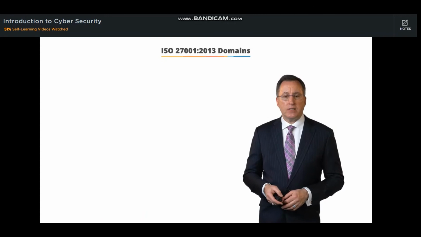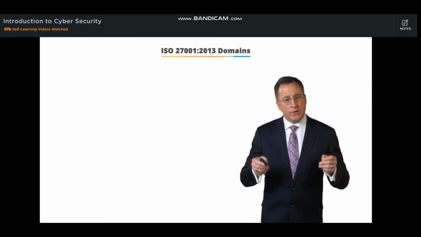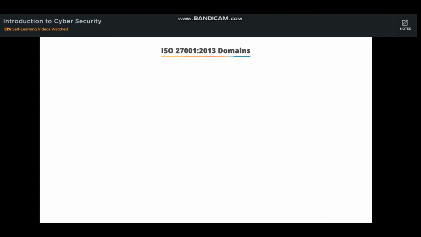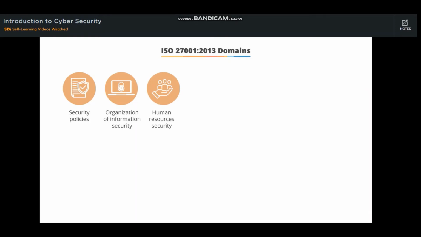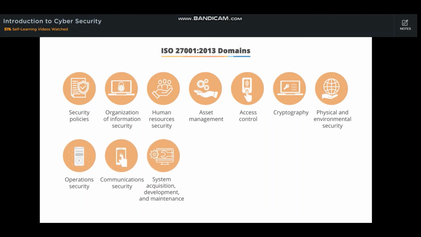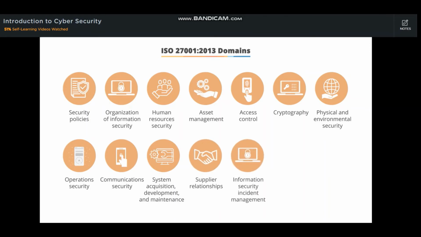It is a framework of policies and procedures that includes all legal, physical, and technical controls involved in an organization's information risk management process. ISO 27001 domains are listed: security policies, organization of information security, human resources security, asset management, access control, cryptography, physical and environmental security, operations security, communication security, system acquisition, development, and maintenance, supplier relationships, information security incident management, information security aspects of business continuity management, and compliance.